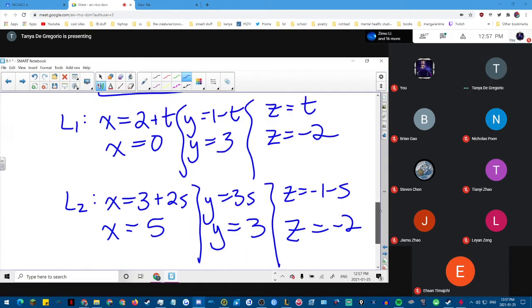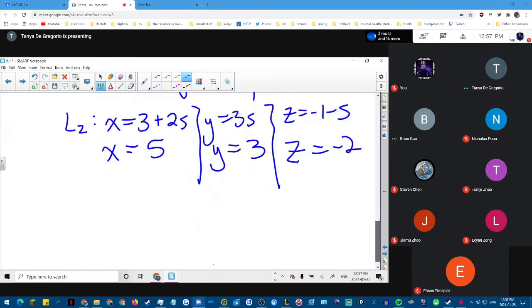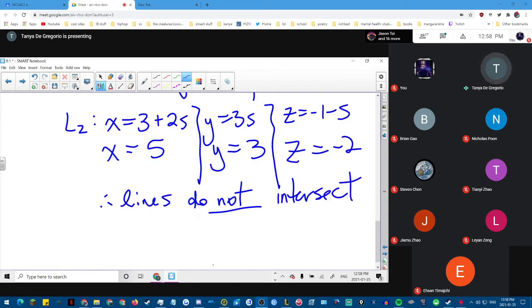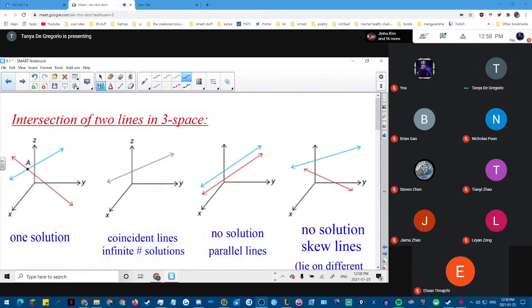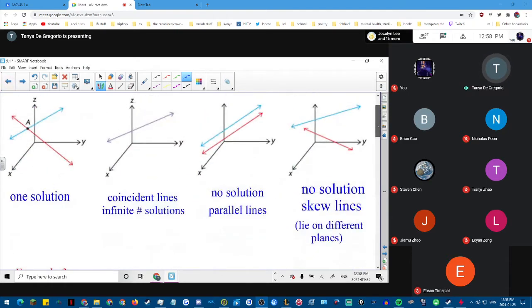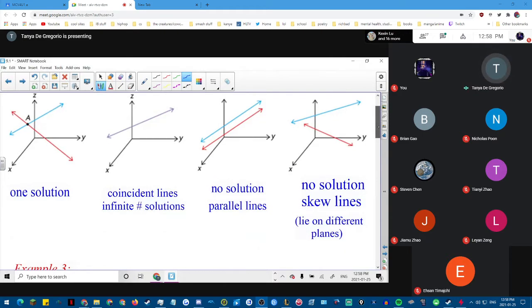Take a look. They don't intersect. Yeah, they don't intersect. And it's not enough for me to just say that they don't intersect. I want to know why they don't intersect. So when I go to look at my possibilities, if they're not intersecting, then the two solutions are either they're parallel lines or they're skew. It's one of the two.